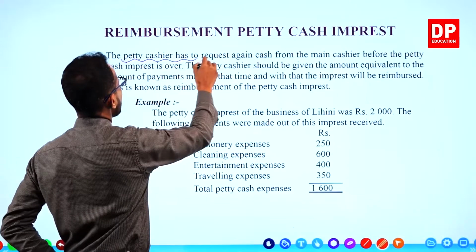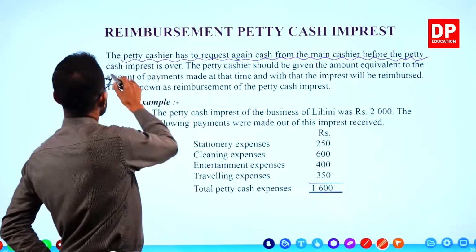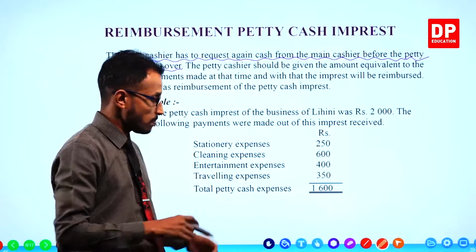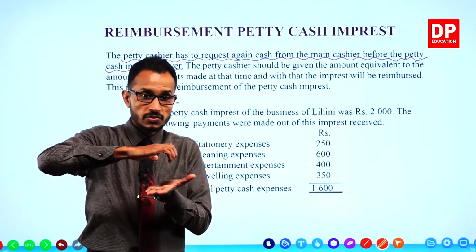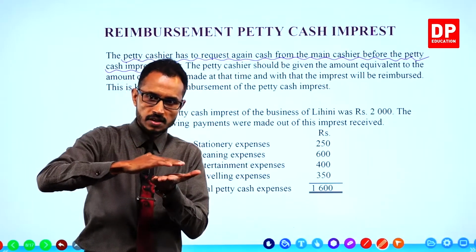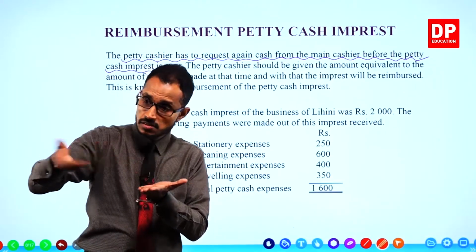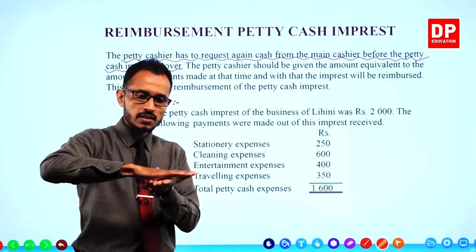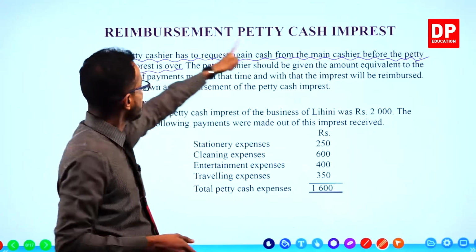The petty cashier has to request again cash from the main cashier before the petty cash imprest is over. Before the fund which is kept is over, when it goes down little by little, the amount which is spent should be requested to refill the fund. Okay, that is called reimbursement.